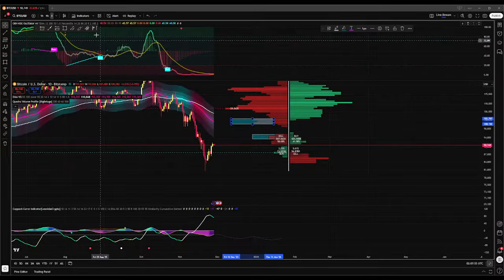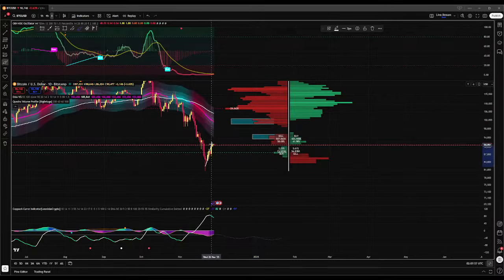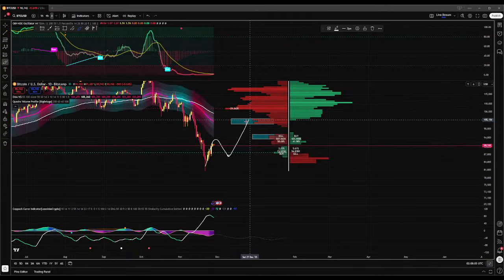So right now, what I'm looking for is a potential pullback here, around maybe $86,000 around here, and after that, like an ABC pattern here in higher time frames. Let me show you here.